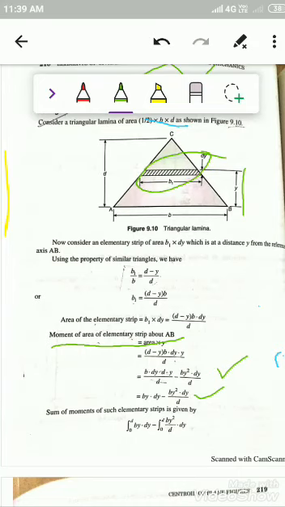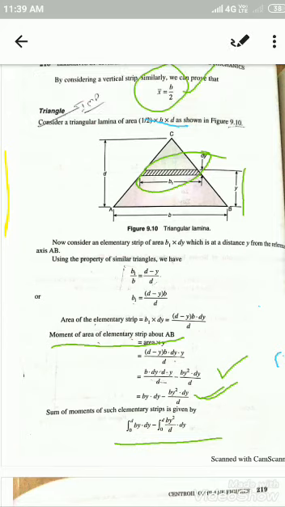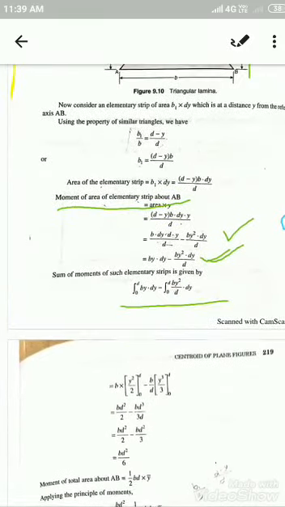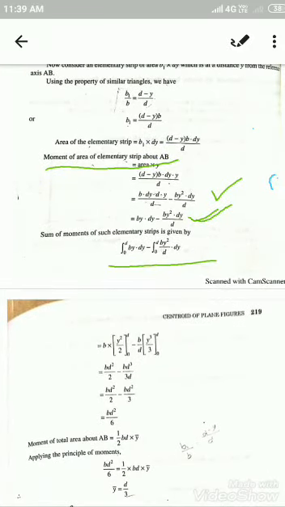We have n number of strips here. So how do we consider the moment due to these n number of strips about AB? In order to do that, you have to integrate this equation, because if you want the bigger value, you have to integrate. So integrate this value to get the moment of the entire n number of strips about the AB axis.